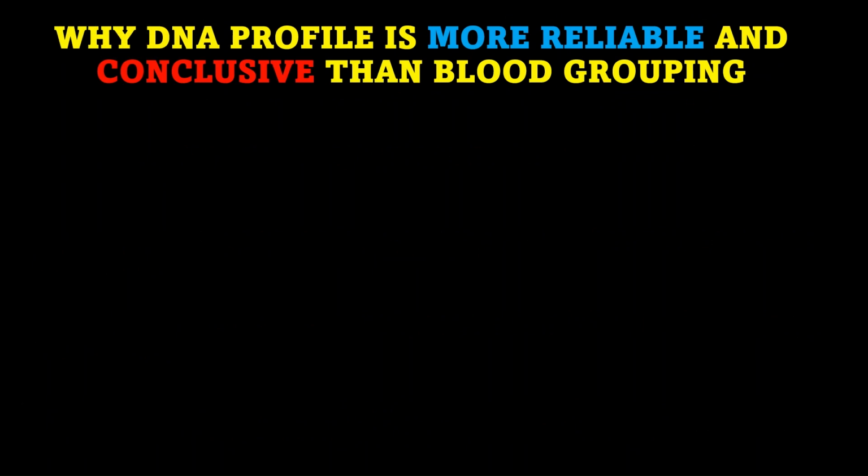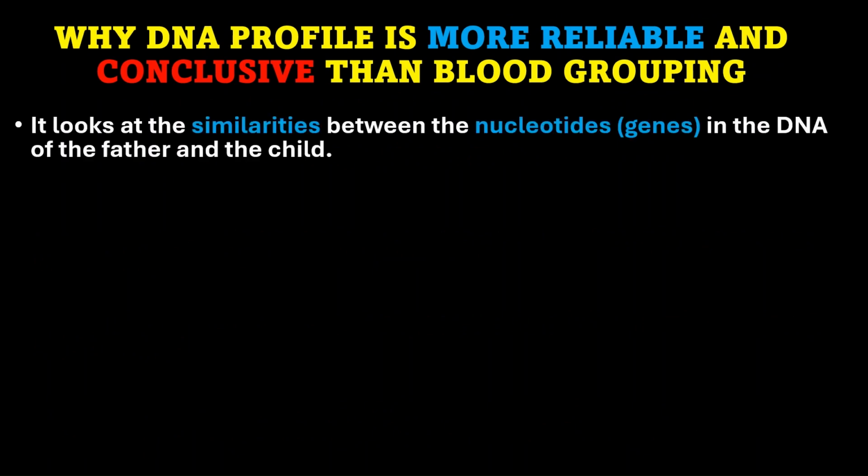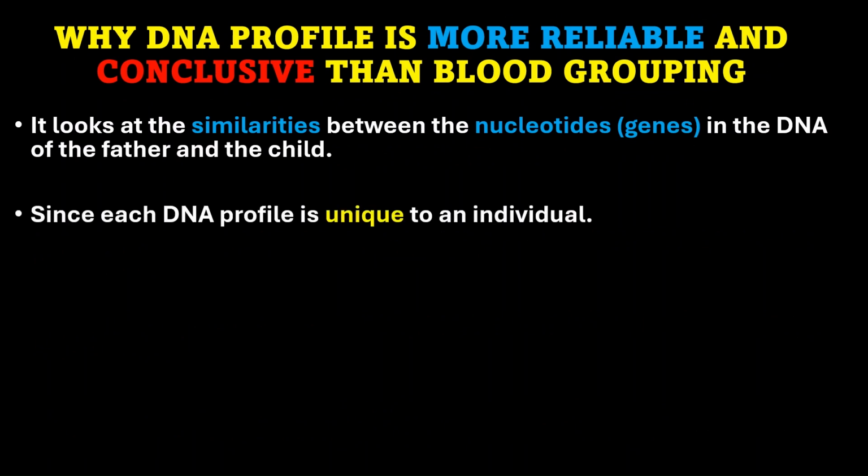So why is DNA profile more reliable and conclusive than blood grouping? The answer is because DNA profile looks at the similarities between the nucleotides or genes in the DNA of the father and the child. So they take the father's gene and compare it with the child's gene. That is what is called DNA testing. If there's a match, then the man is the father. If there is no match, then the man may not be the father.